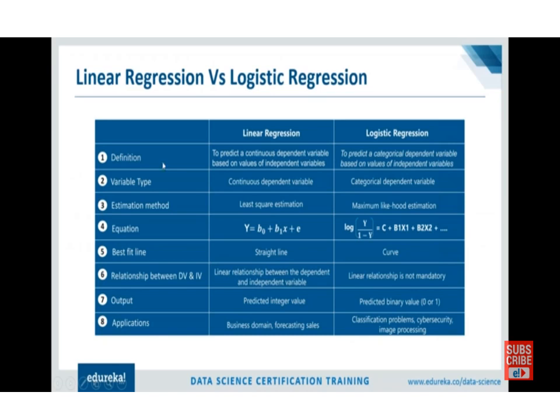The seventh one is, what is the output? In linear regression, output is some numeric value, right? But in logistic regression, just some binary value, 0 or 1, whether he is going to get the admission or not. That's all. The eighth point is, what are the applications? Business domain, forecasting, sales, right? In linear regression, and in logistic, the classification problems. So to classify some given problem in order to identify whether it goes to this class or that class. Cybersecurity and image processing.